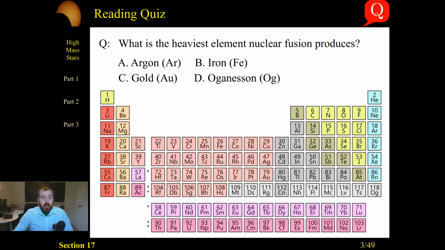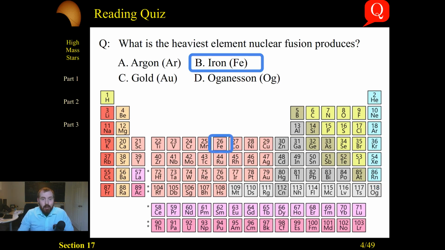So as usual, let's go ahead and have our reading quiz, and we'll ask, what is the heaviest element that nuclear fusion produces? I picked a few of these here. Argon, iron, gold, or organesson, Og. This is the heaviest known element. So pause it here, give it a second, and then come back.